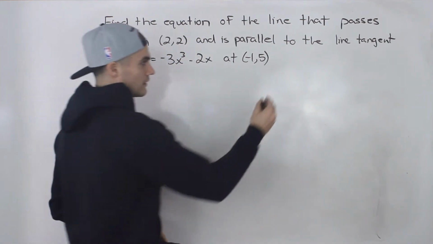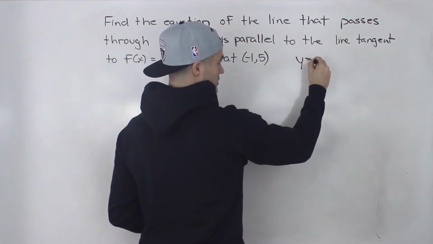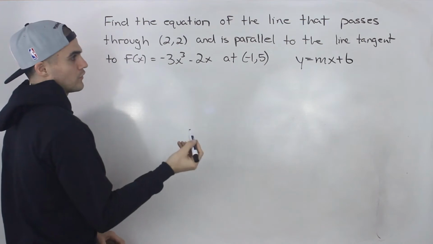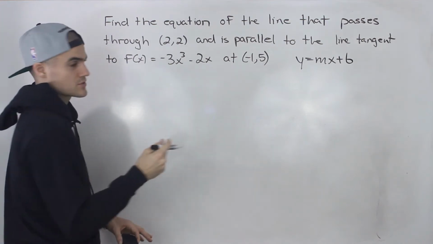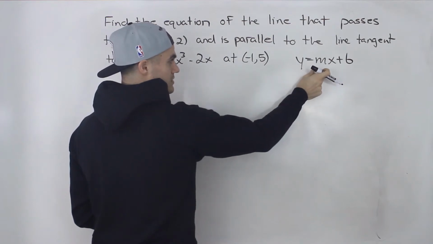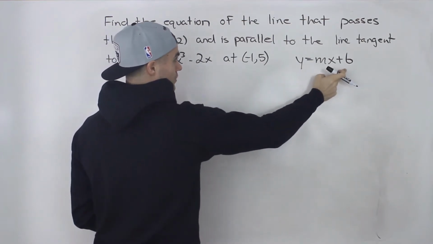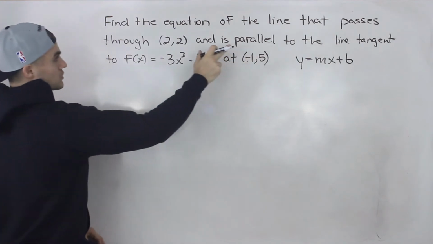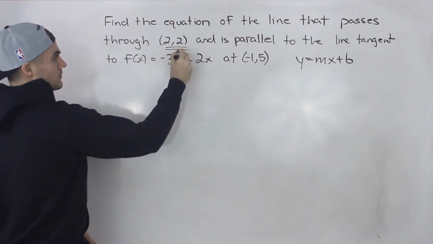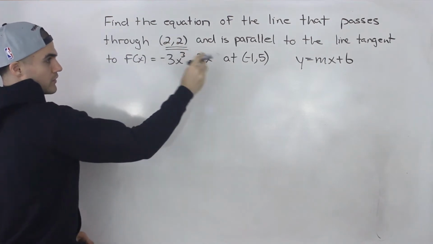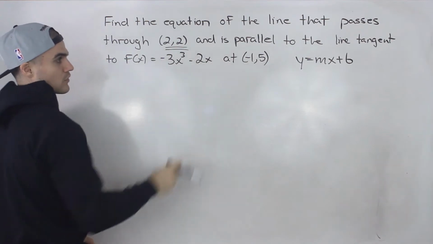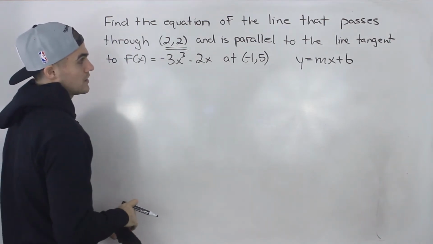So we know that our final answer is going to be in this format here. And when we're finding the equation of a line, there's usually two steps. We have to find the slope, and then once we have the slope, we can plug in a point and solve for the b value. Notice that this line passes through the point (2, 2). So if we can find the slope, then we can easily find the b value. We just plug in 2 and 2 for x and y, and solve for b.